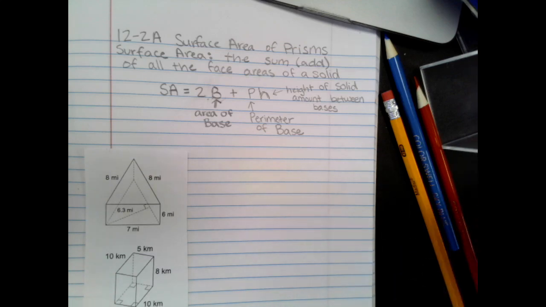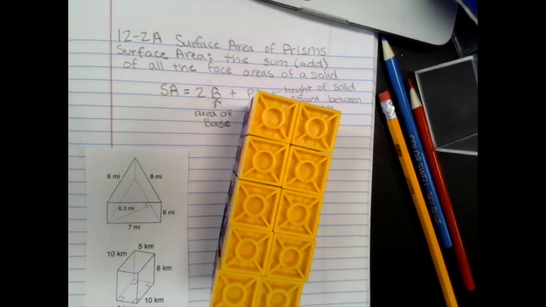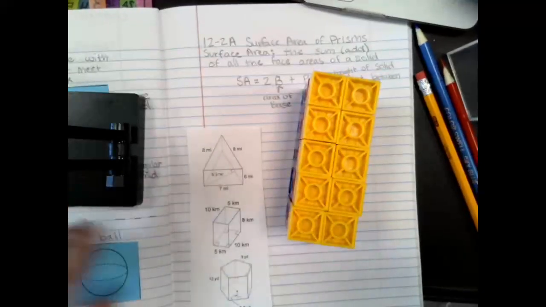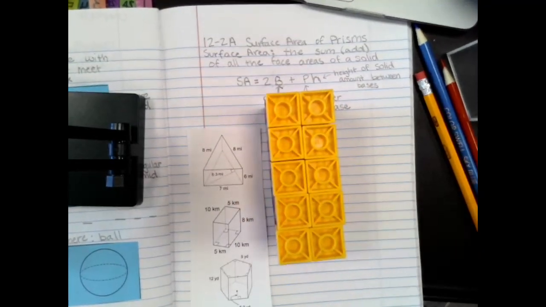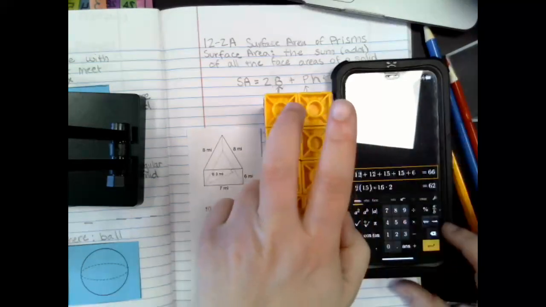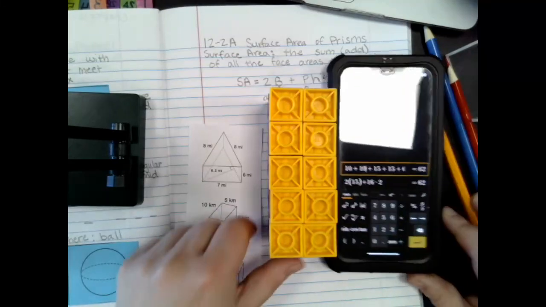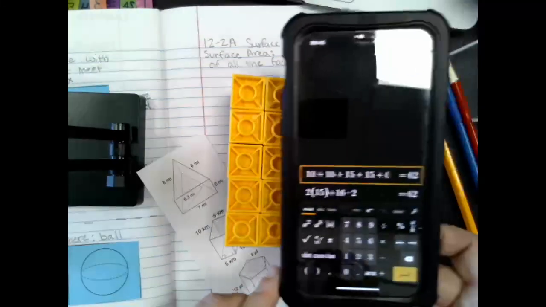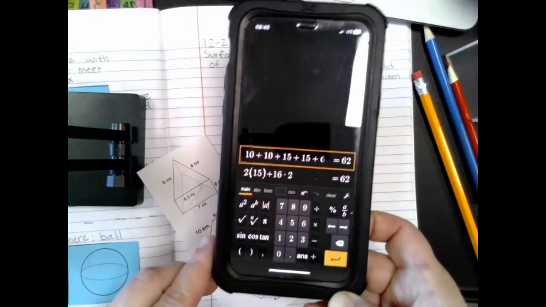Hey you guys, I figured it out. What was the area of this one? It's a 2 by 5. Why did I say it was 12? The area of that one's only 10. Hey look, we get the same answers. That makes me feel so much better. I was so panicked. Okay, so 62 and 62.